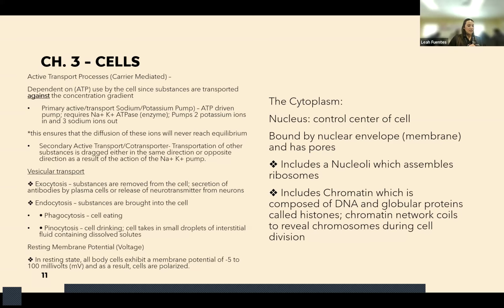Okay, and then we have vesicular transport. The two parts of this are exocytosis and endocytosis. So anything we do in anatomy in this class, exo or X will always be leaving, exiting. Endo will usually be coming in. So exocytosis is when substances are removed from the cell. Examples are secretion of antibodies by plasma cells or the release of neurotransmitters from neurons.